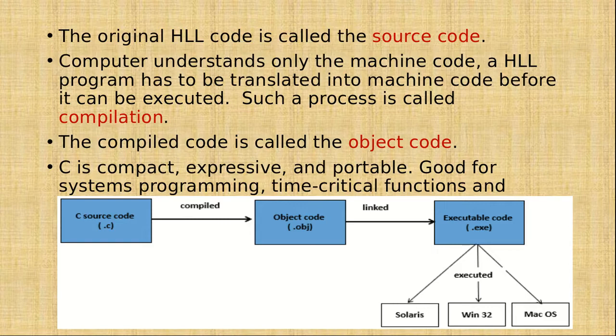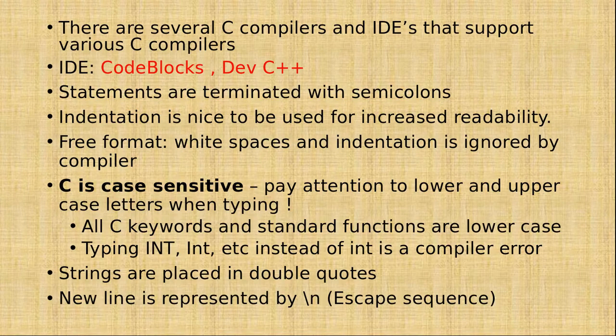C is compact, expressive, and portable. Good for systems programming, time-critical functions and applications involving close interaction with the operating system or hardware. The following image explains very clearly how high-level language and machine language communicate with applications. There are several C compilers and IDEs that support various C compilers. Examples of IDEs are Code Blocks, Dev C++.